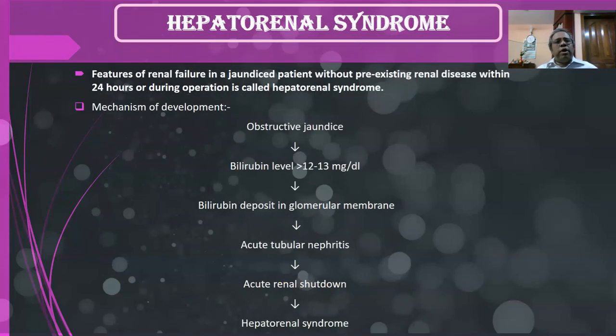So hepatorenal syndrome is features of renal failure in a jaundice patient without pre-existing renal disease, within 24 hours or during operation. It is called the hepatorenal syndrome. The mechanism is obstructive jaundice causing the bilirubin to be raised. So bilirubin is deposited in the glomerular membrane and acute tubular nephritis develops. The acute renal tubule becomes blocked, so acute renal shutdown, and the patient develops hepatorenal syndrome.